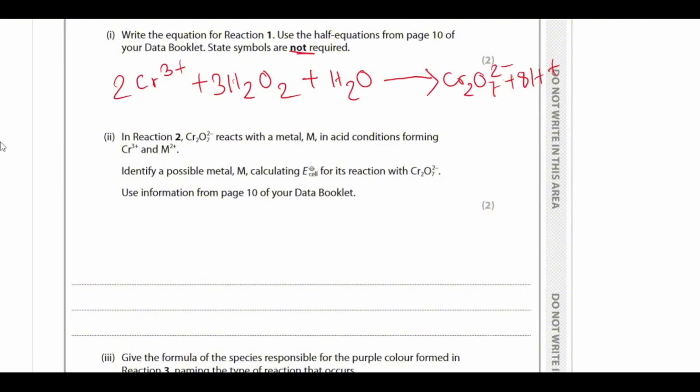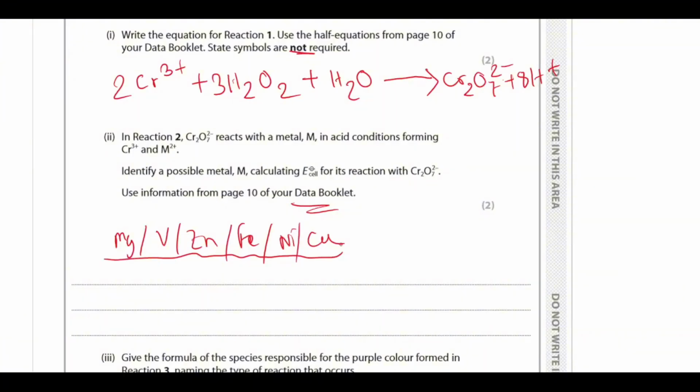If we check out the E cell values using the data booklet, there are many. For instance, there is magnesium, vanadium, and it could be zinc, it could be iron, nickel, copper, anything, to be honest. So using this, if we analyze it, let's say we want to calculate, let's say the metal is magnesium.